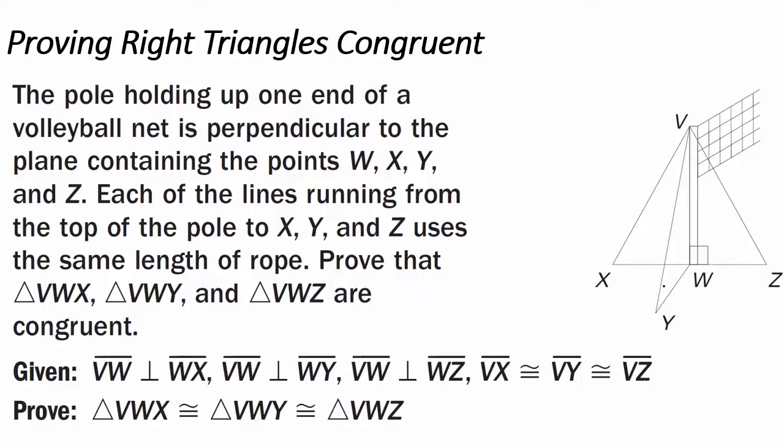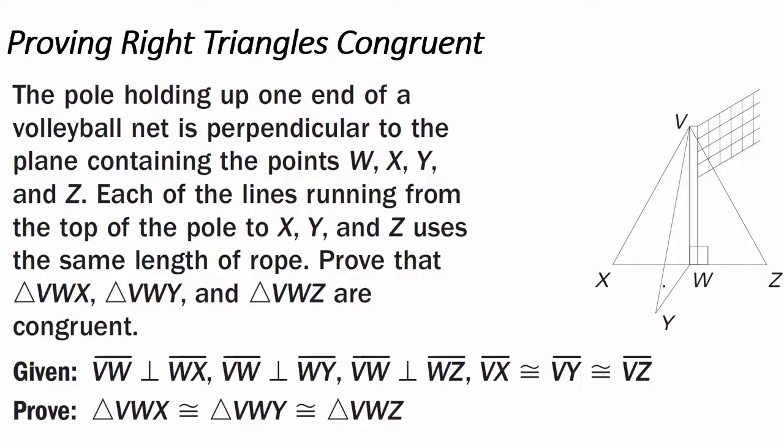Proving right triangles are congruent. The pole holding up one end of a volleyball net is perpendicular to the plane containing the points W, X, Y, and Z. Each of the lines running from the top of the pole to X, Y, and Z uses the same length of rope. Prove that triangle VWX, triangle VWY, and triangle VWZ are congruent.